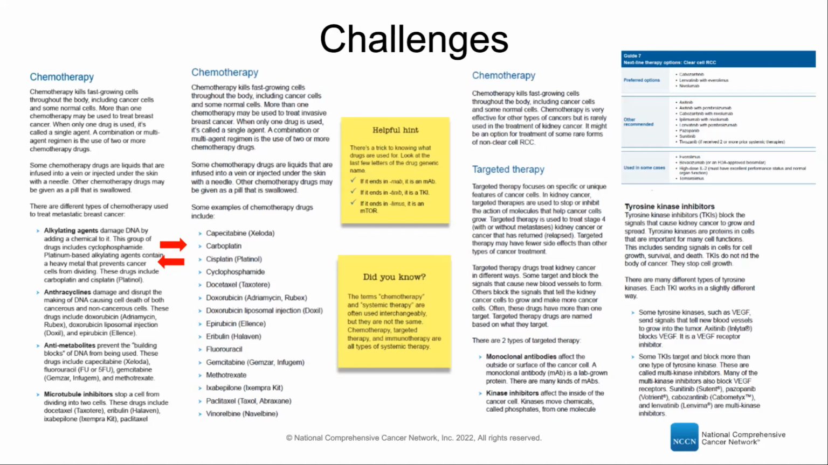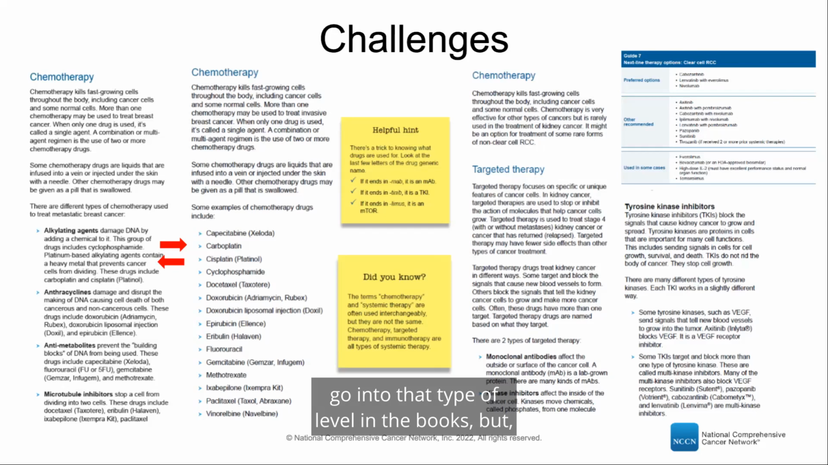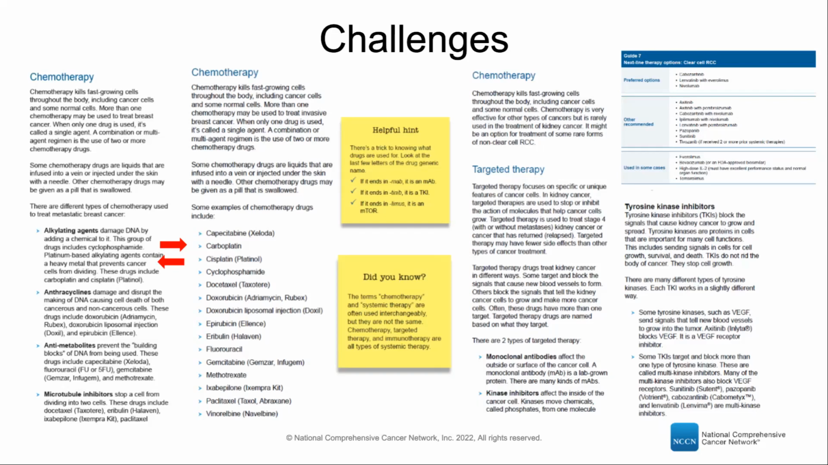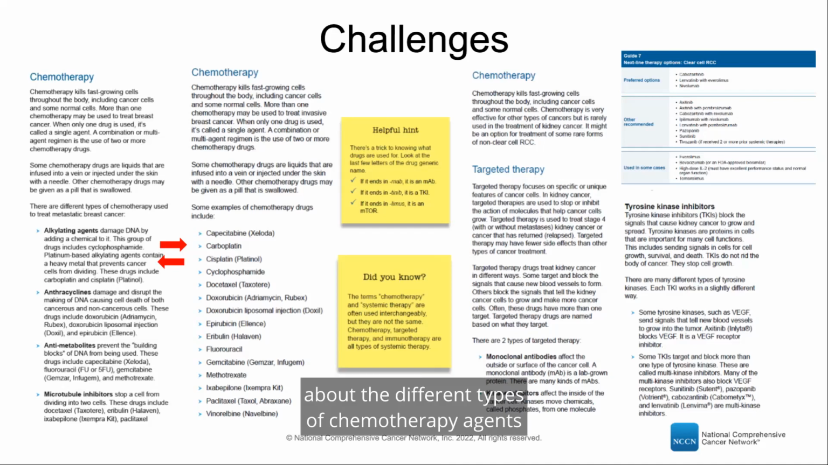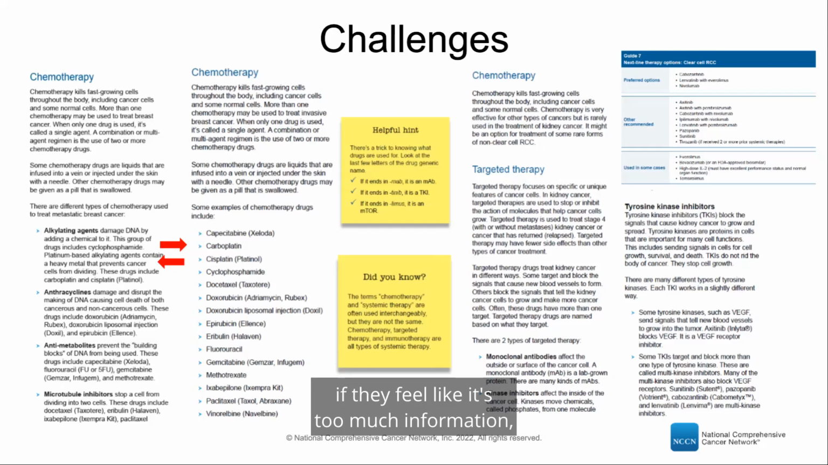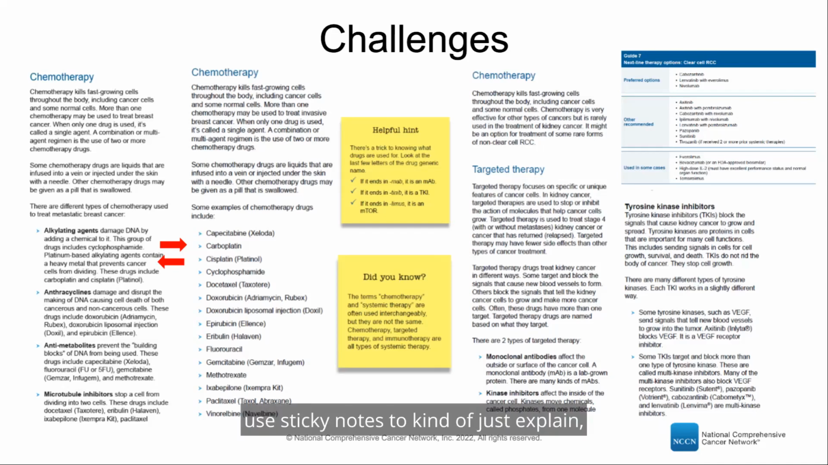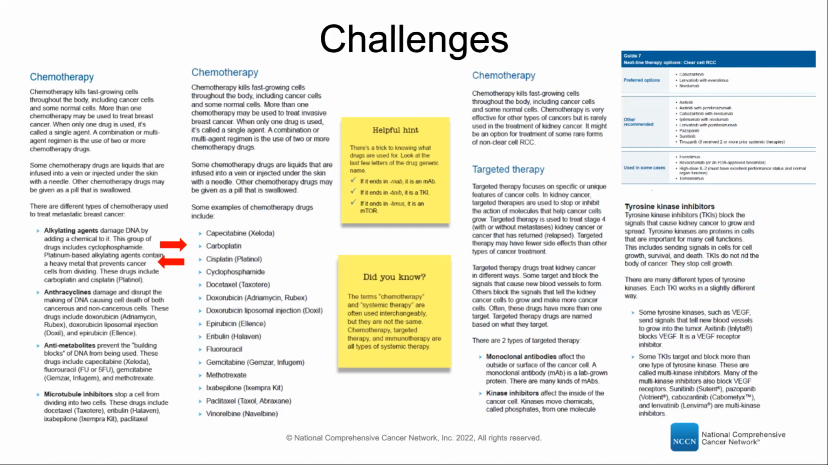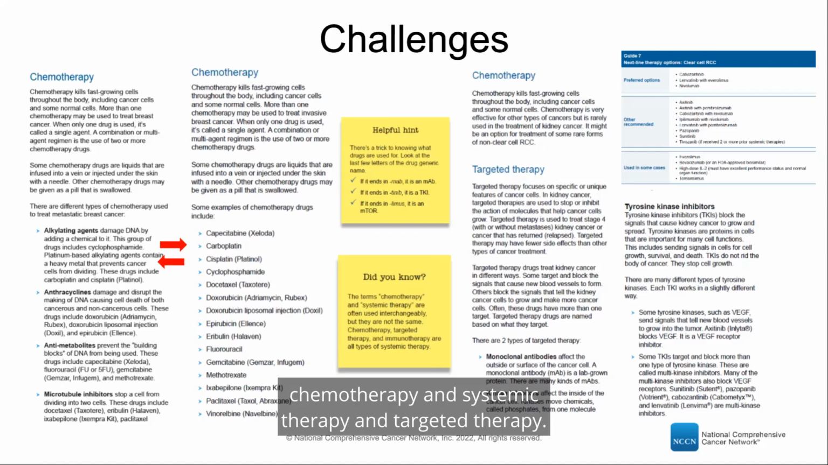We don't go into that type of level in the books, but we put the information in about the different types of chemotherapy agents or the different types of targeted therapies, and the readers can choose to bypass it if they feel like it's too much information, but it's there. And we do try to, again, use sticky notes to kind of just explain the difference between chemotherapy and systemic therapy and targeted therapy.